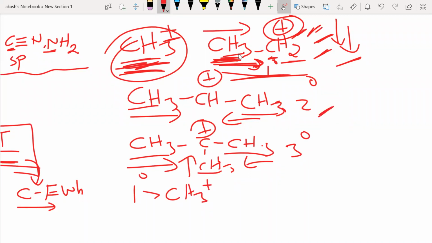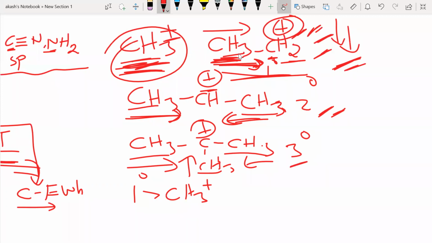Moving on to secondary. I think you'll be able to understand there are two electron donating groups, coming from either side. So can I say the amount of positive charge will be still lesser than in the case of primary? Obviously, in secondary I'm going to have a lesser amount of positive charge when compared to primary, because in primary I have only one electron donating group, but in secondary I have two.